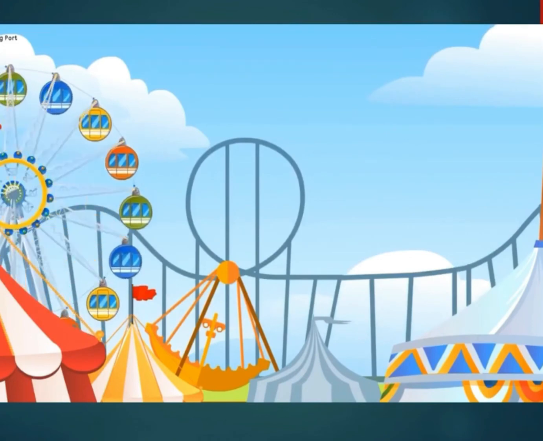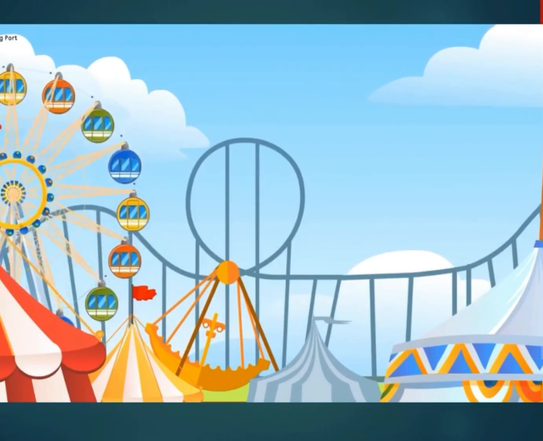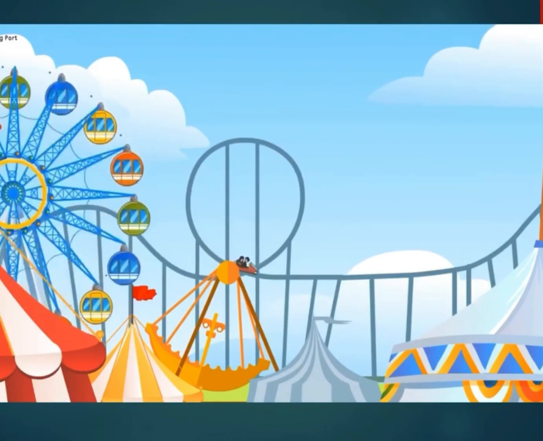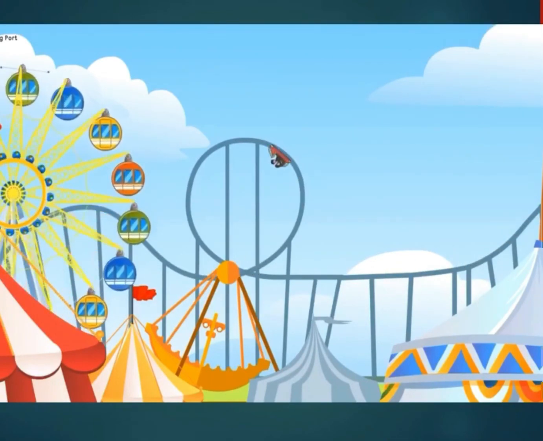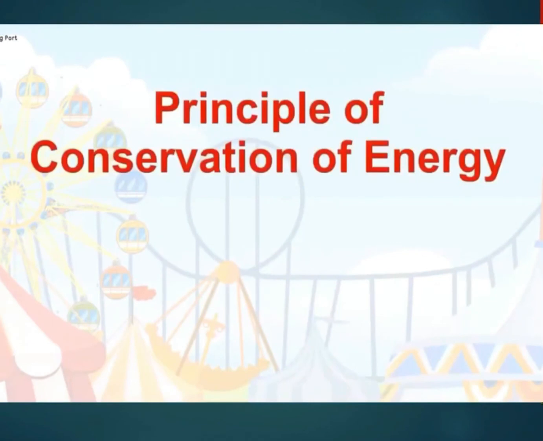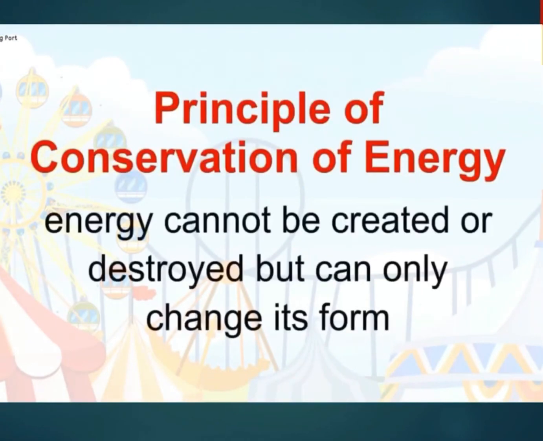A roller coaster ride is a fun and exciting experience for many. It can also be the best example to explain the principle of conservation of energy. The principle of conservation of energy states that energy cannot be created or destroyed, but can only change its form.